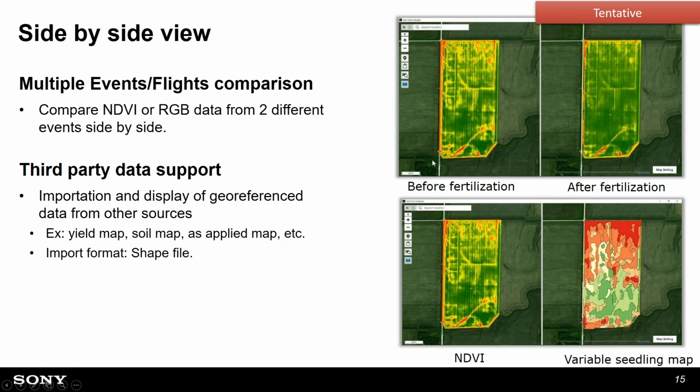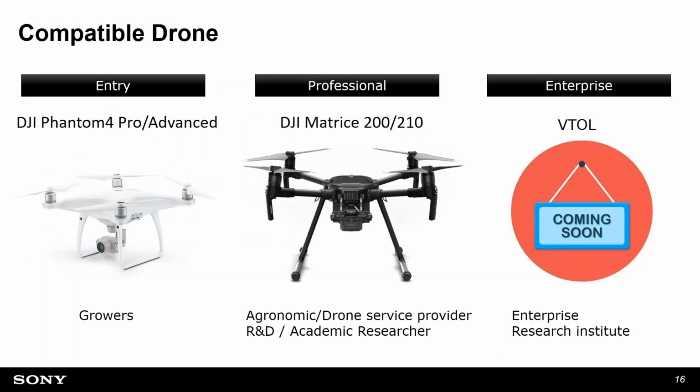Also, this supports multiple events comparison. So if you have some application, for example, fertilizer or pesticide, you can easily compare before and after the application side by side to evaluate the progress and efficacy of this application. So that's the new software version update.